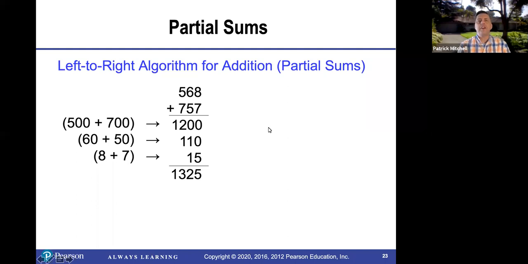All right, another algorithm for addition is partial sums, the left to right algorithm for addition. This is really similar to what we looked at a little while ago, the expanded algorithm. The only difference is it's being done left to right. So for example, to add 568 and 757, you can start by adding the hundreds. 500 plus 700 is 1200, then add the tens. 60 plus 50 is 110, and then add the ones. 8 plus 7 is 15, and then add those all together.